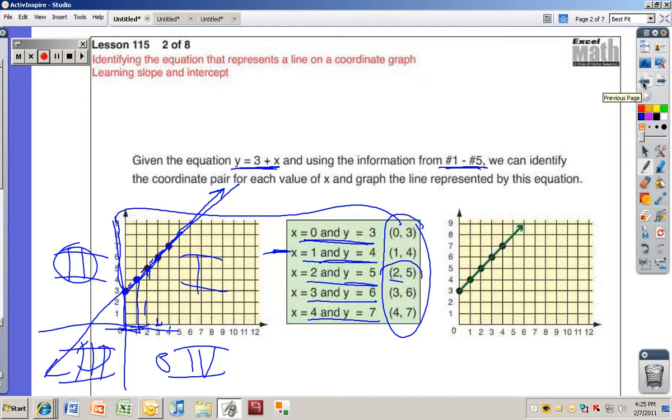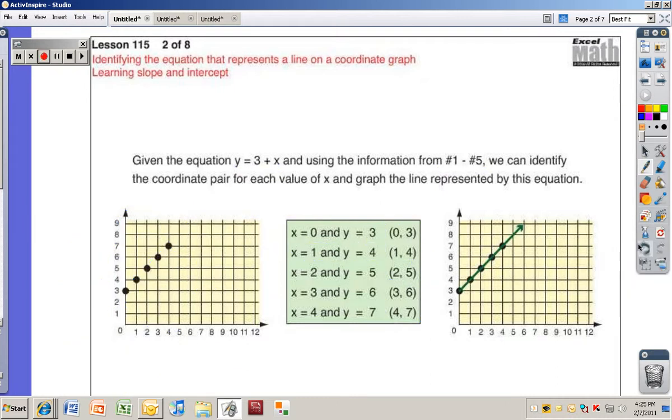Let me erase all this stuff so you can see it better. Okay, come on, you guys got to get this. Ready? For every move of 1 on the x, there's 1 on the y. Do you see that? Is it kind of like a pattern? 1, 1, 1, 1, 1.